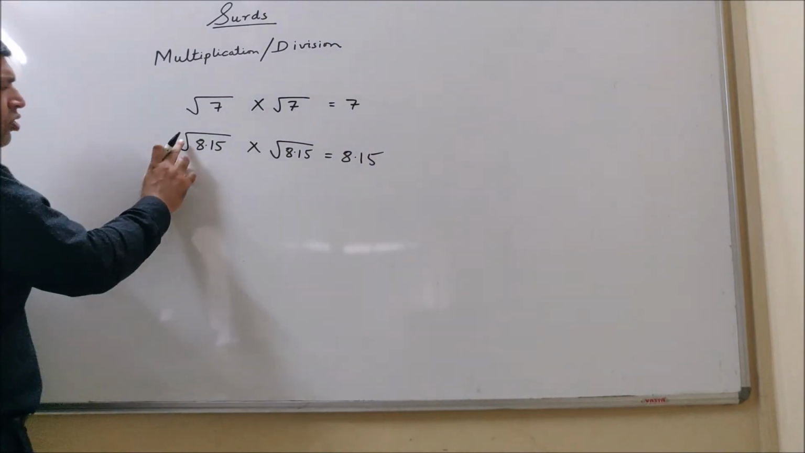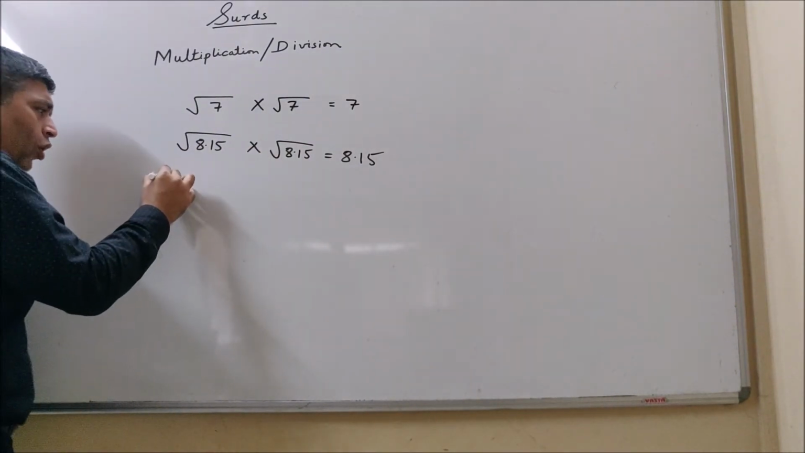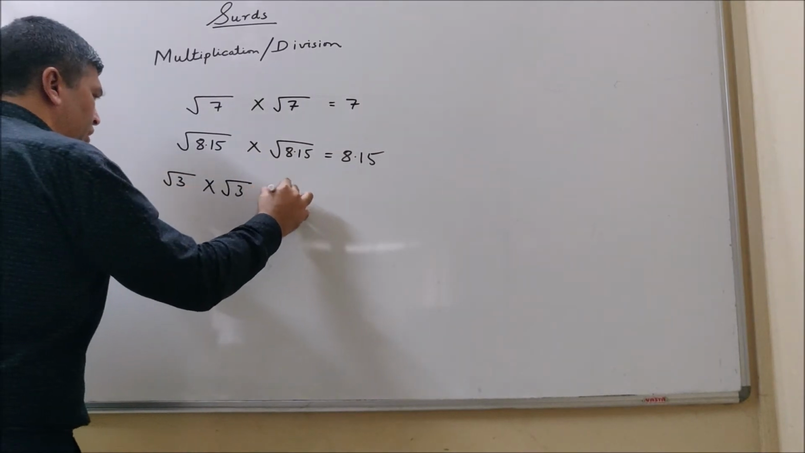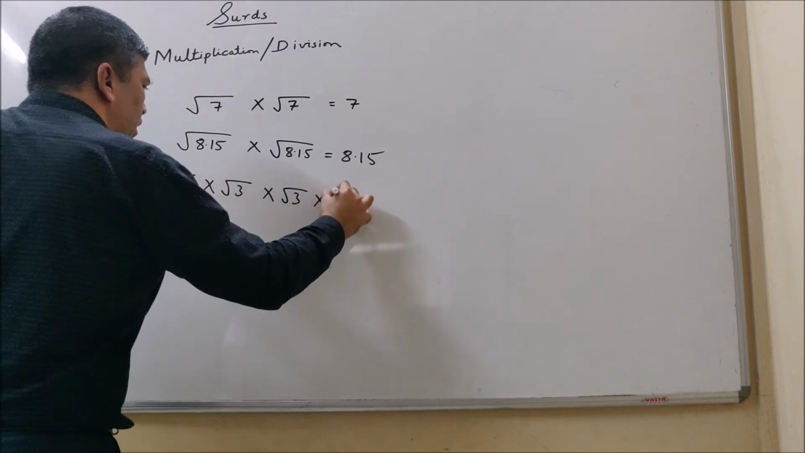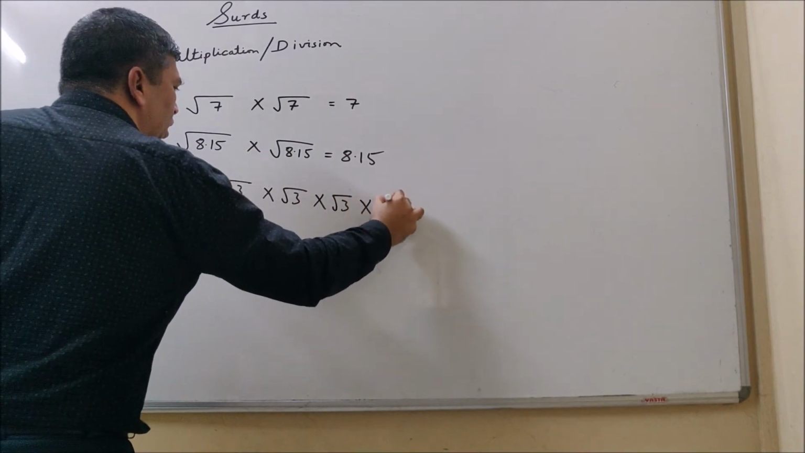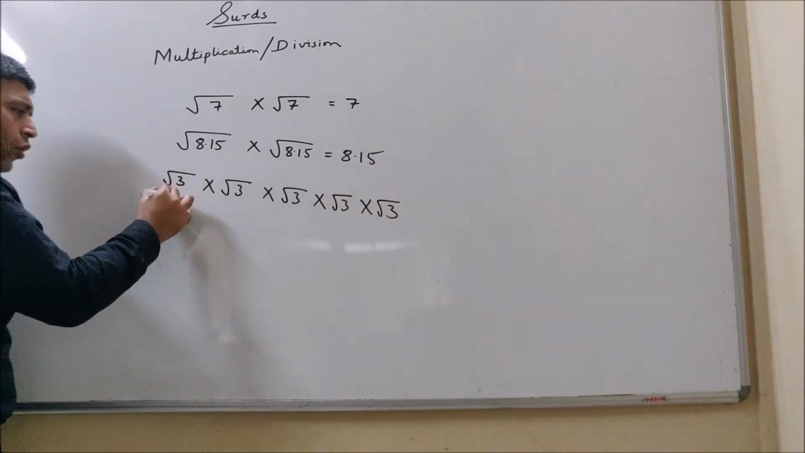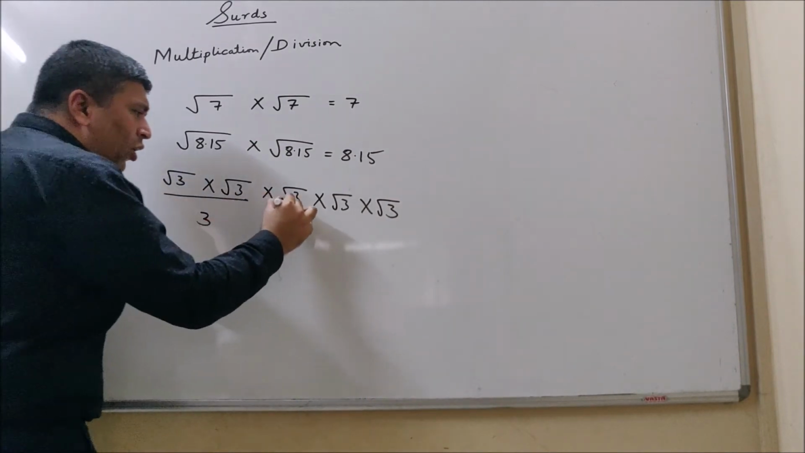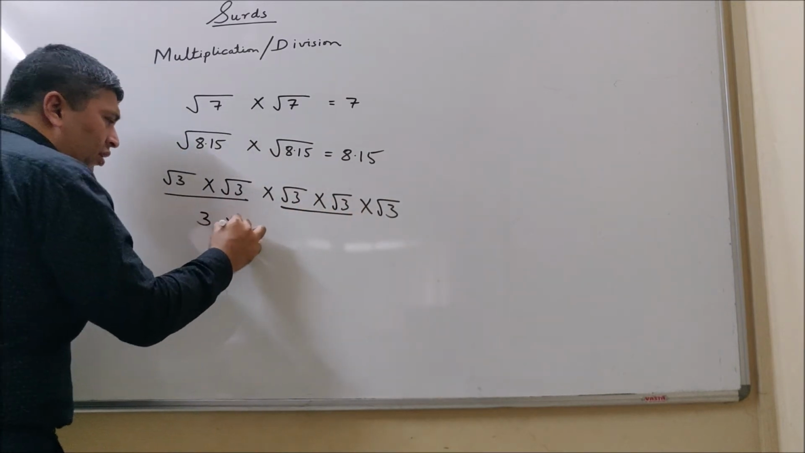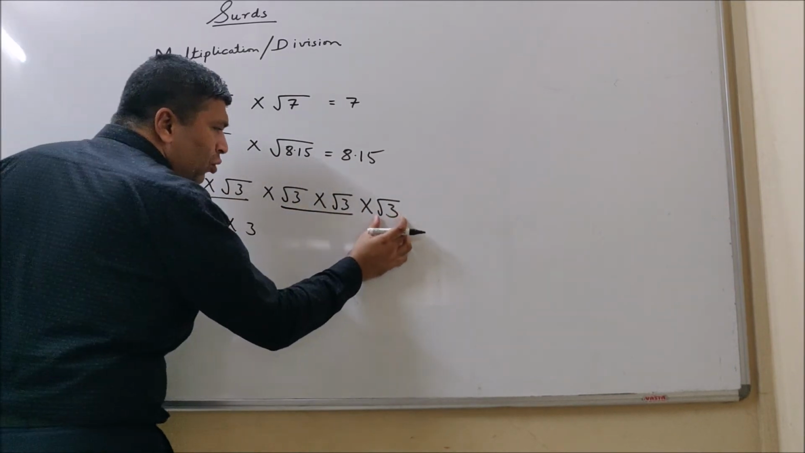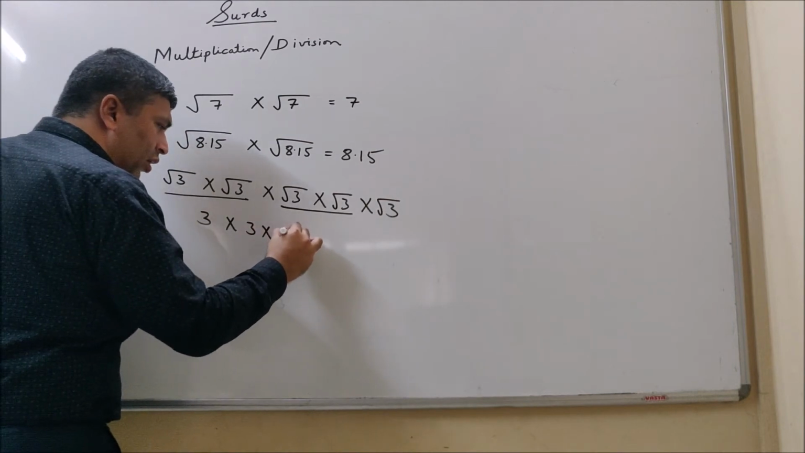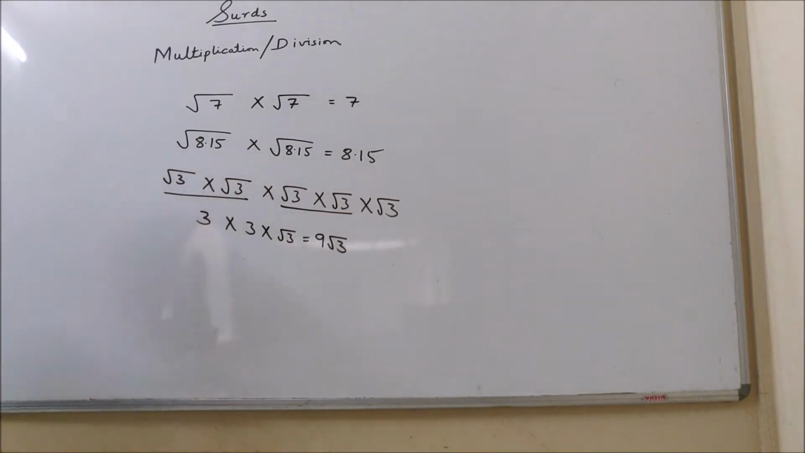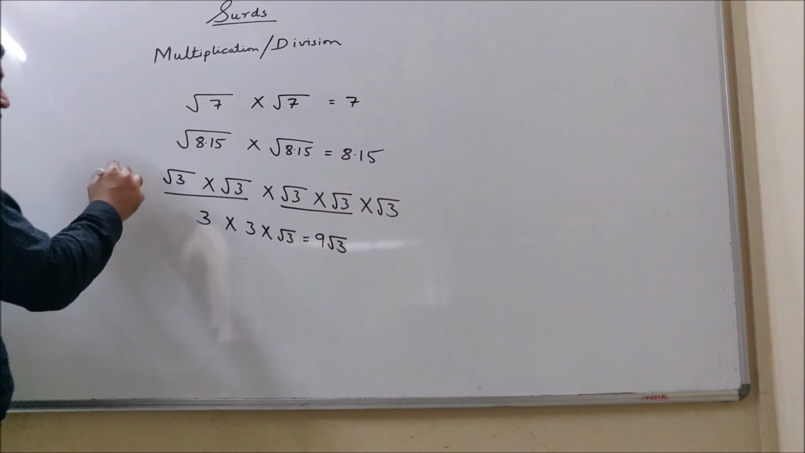Now, this is the square root. So, let's say if I have something like this. What is the answer for this? Root 3 into root 3 is a 3. Root 3 into root 3 is a 3. And this is a root 3. So your answer is 9 root 3. That's your final answer for this.